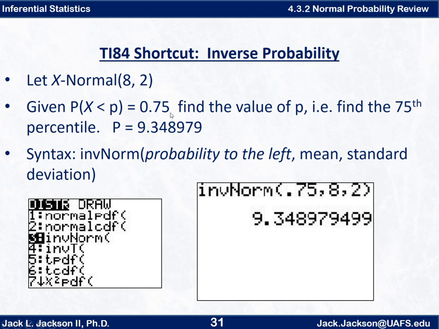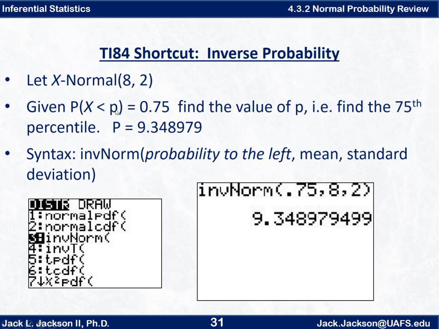Now, if we're going to go backwards from that and do an inverse probability, so for example, let x be a normal distribution with mean 8 and standard deviation 2, then we can solve problems of this form. Given x is less than p, and we want that probability, and we know that probability is 0.75. So we know the probability, we want to find basically the percentile p. So this is basically finding the 75th percentile. Notice the value that's given here on the right is a probability to the left of p.